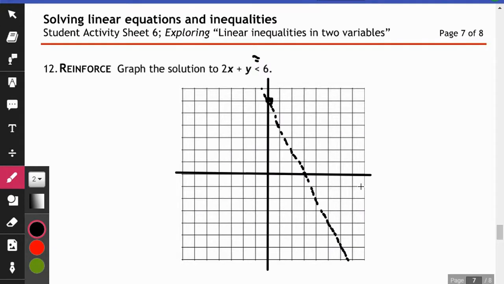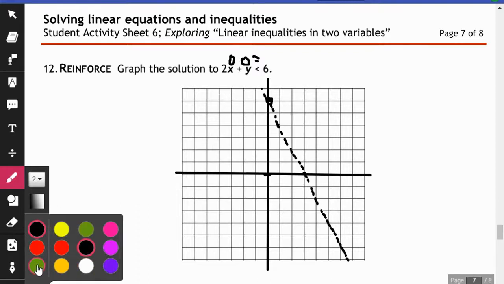We want it to be less than 6. So I like to start with 0, 0 right here. If I plug a 0 in for each of them, is that going to be less than 6? Sure is. Technically, that's all I need.